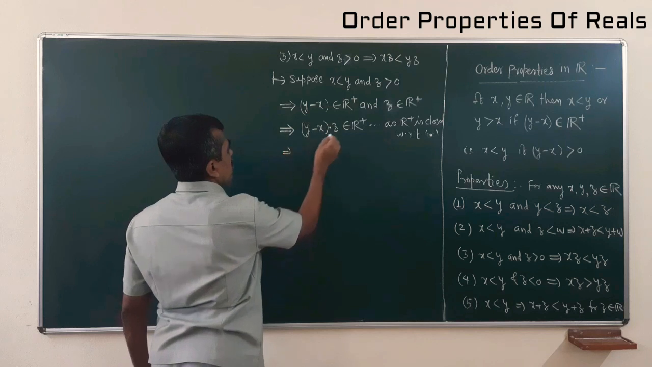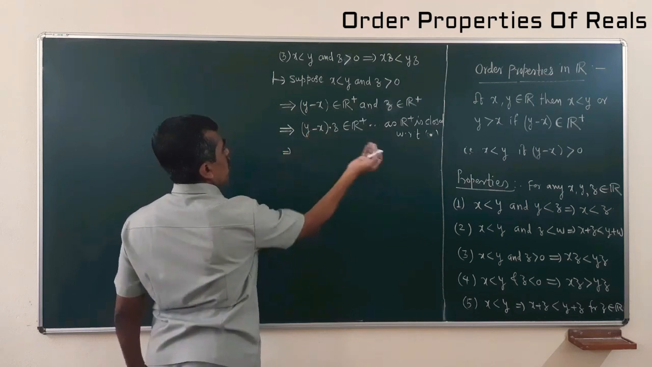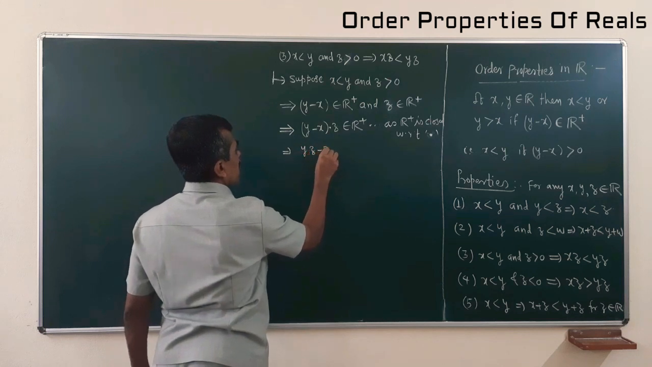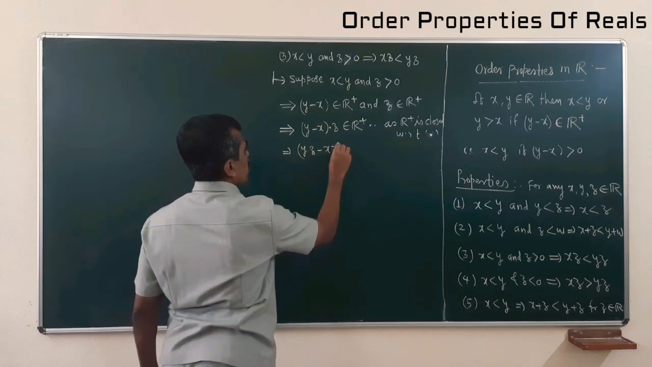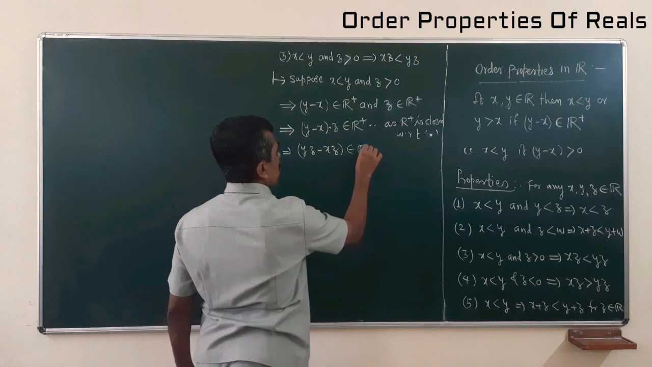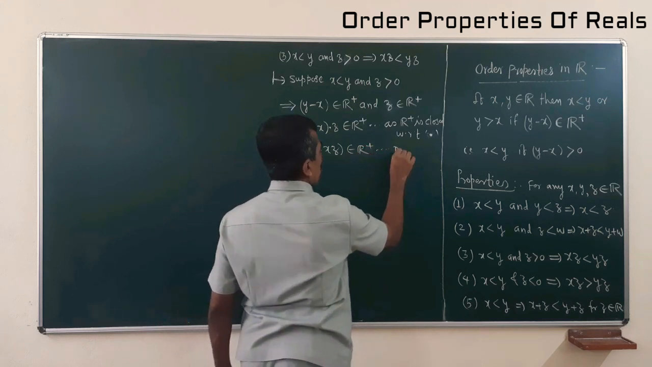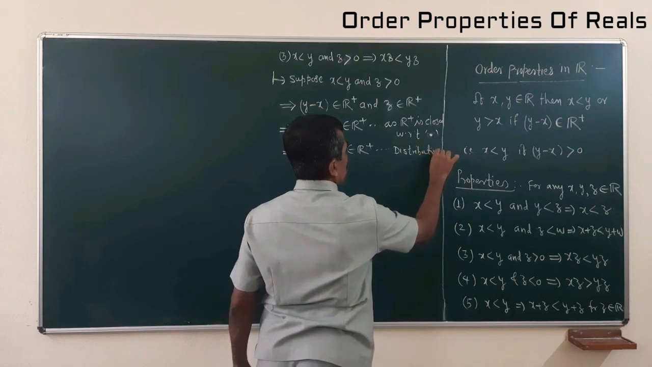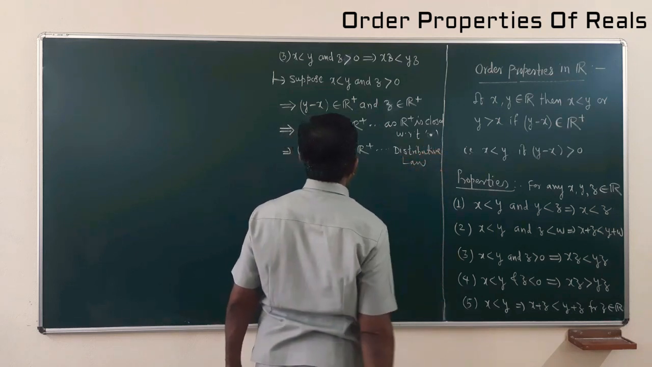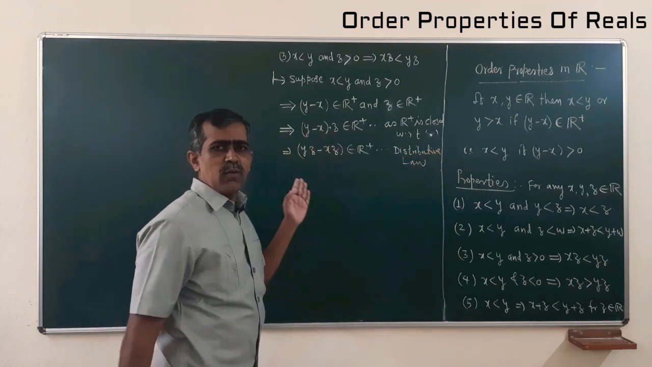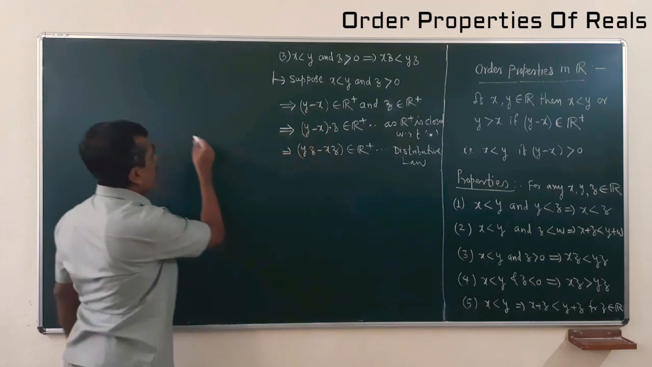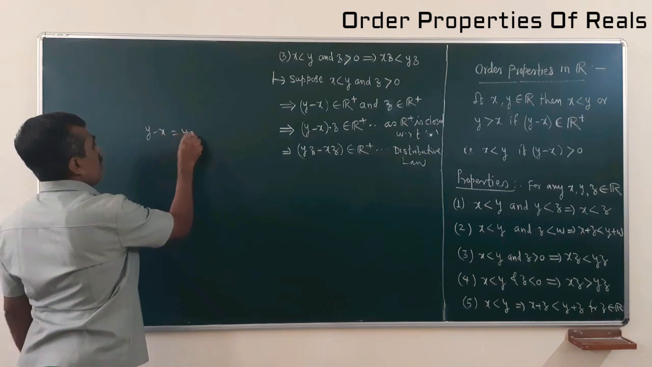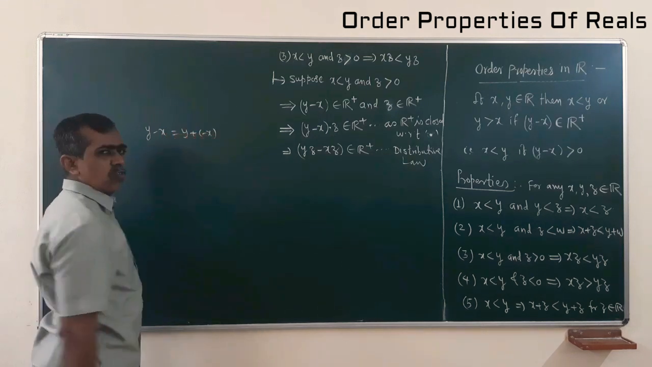This implies, now just use the property, the right distributive law. So that is yz minus xz belongs to R plus, by the distributive law. Now you may say, sir, where is the distributive law for negative numbers? This is actually not negative. y minus x is nothing but y plus minus x.